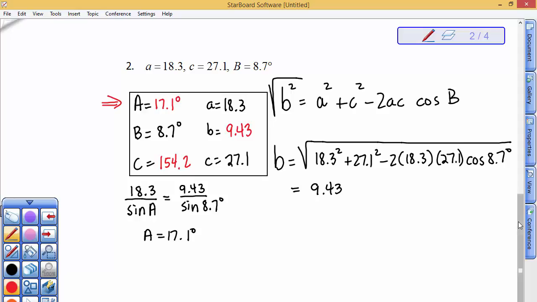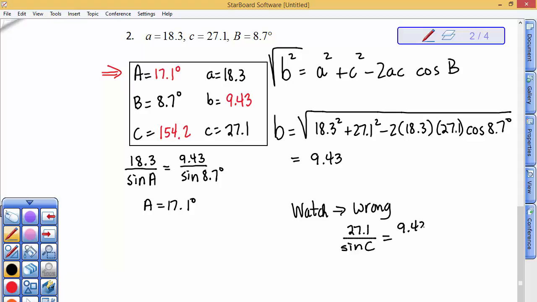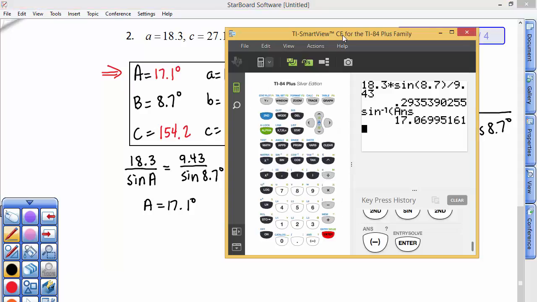Watch if we had done this problem incorrectly, and that's how I want to finish this. Watch if we had solved for angle C first. So if we had used the B's and the C's, so I'm just going to put here watch. This is wrong. So be careful. If I had chosen to go for angle C before angle A, and if I had gone 27.1 over the sine of angle C, and that equals side B over the sine of angle B, and then I got my calculator out to do that calculation.